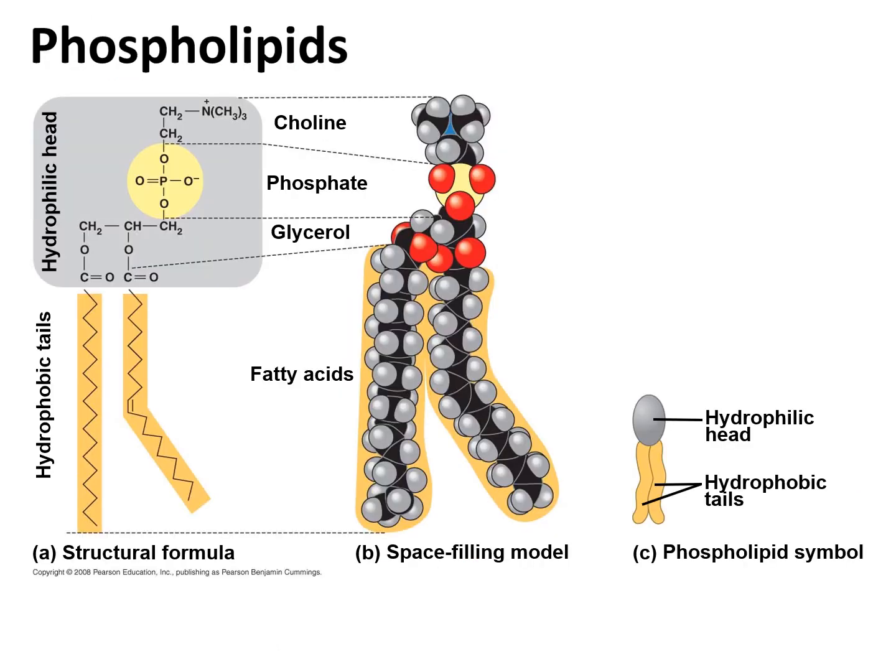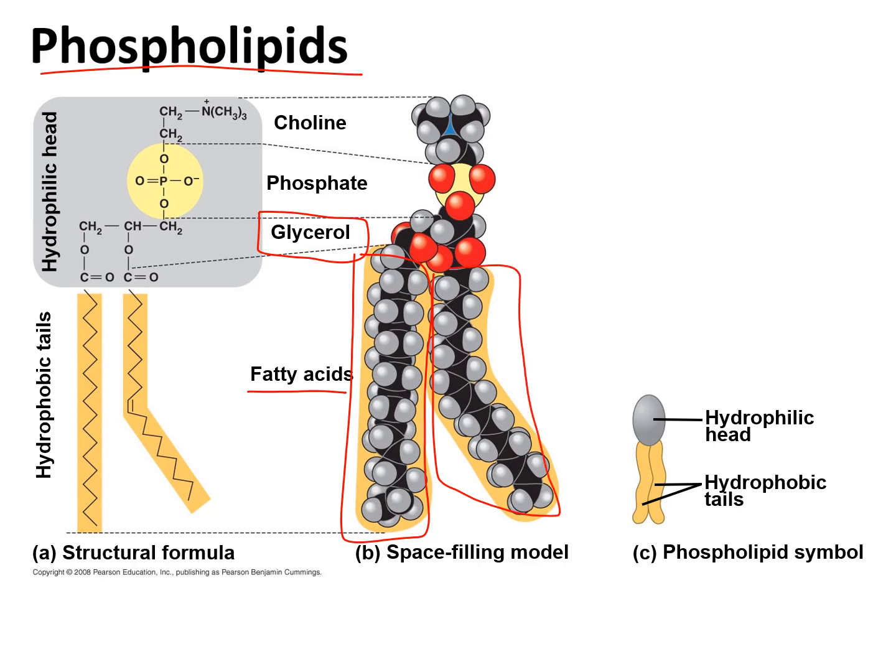Another type of lipid are the phospholipids, and phospholipids are similar in structure to triglycerides because they start with the glycerol, the 3-carbon alcohol. But in this case, the phospholipid only has 2 fatty acids. So only 2 fatty acids have ester bonds to the glycerol, and then the other carbon in the glycerol is bound to a phosphate group. So that gives rise to the name phospho. So it's bound to a phosphate group.